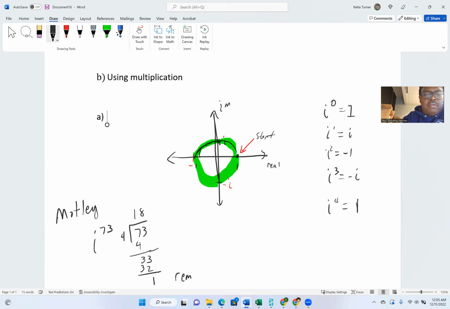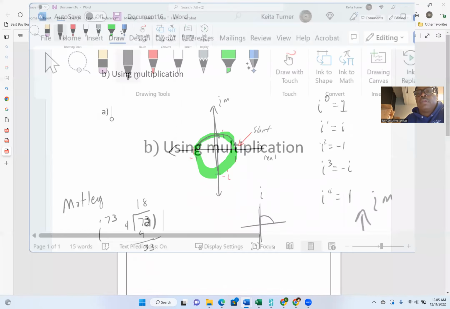As you get further along, these are called mods, but you didn't hear that from me. We had a remainder of 1, or mod 1, and we always start at 1, so we're going to start here. I'm going to make a new graph, a new rotator. I start here, 1, and this is I. So I to the 73 is just I.